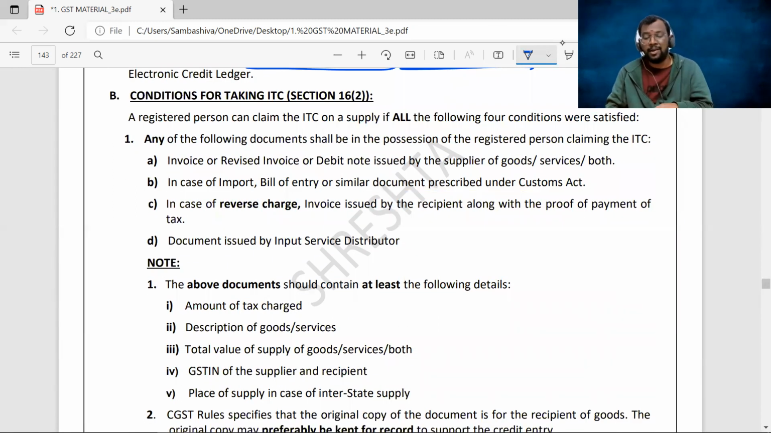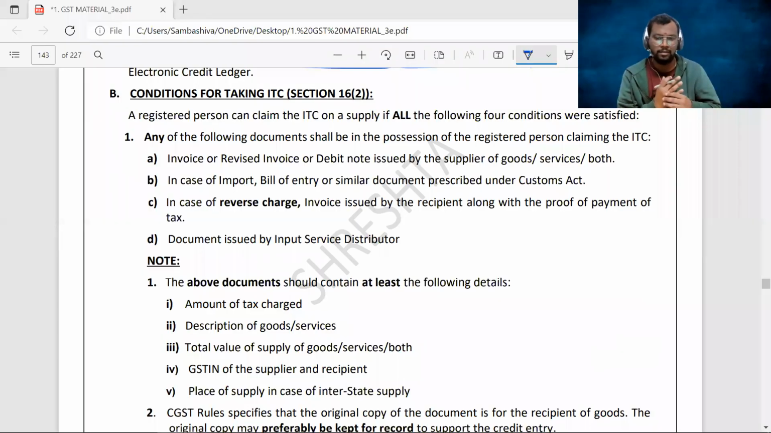Conditions for taking input tax credit. So what are the conditions to be satisfied for taking the input tax credit? Sir, input tax credit is a benefit to the taxpayer, and that's why the department imposes a lot of conditions. Only those taxpayers who satisfy those conditions will get input tax credit. Clear? So let us see the conditions one by one.